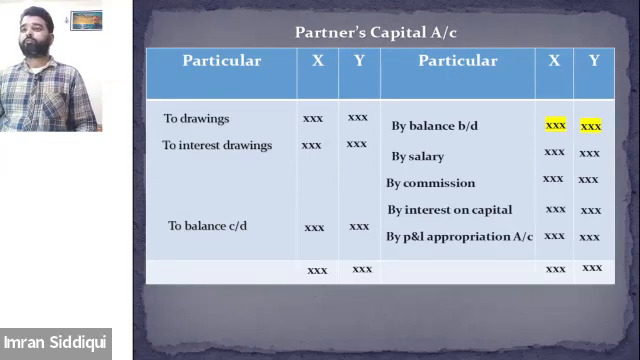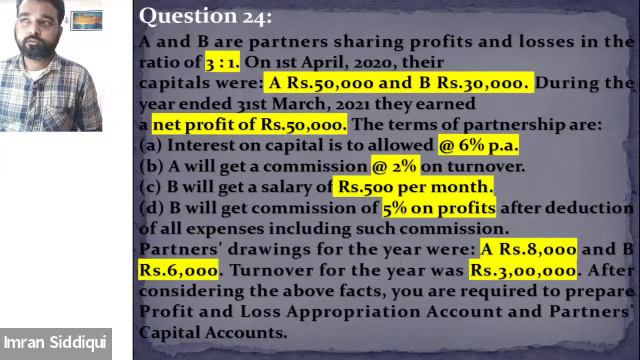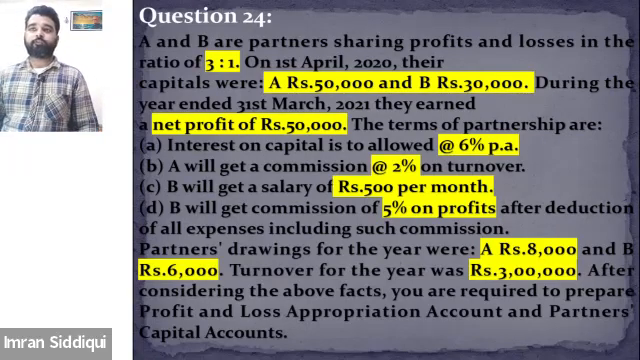Done, everyone? Shall we move to the question? Yes, sir. All right. So we will start with question number 24, which says that there are two partners, A and B, and both these partners share the profit and losses of the business in the ratio of 3:1. On 1st of April, their capital stood at 50,000 and 30,000. Okay, there are two partners.